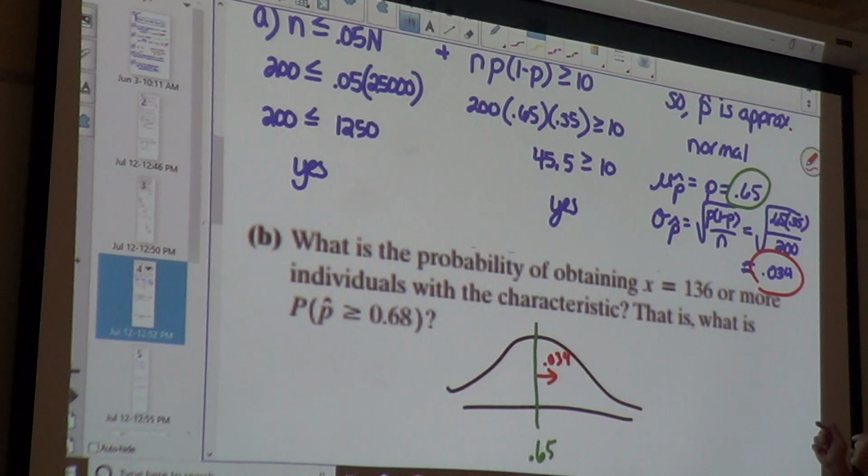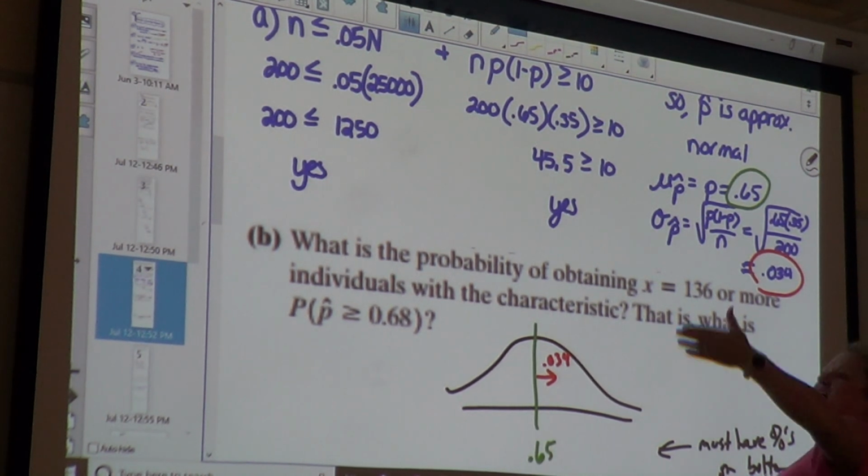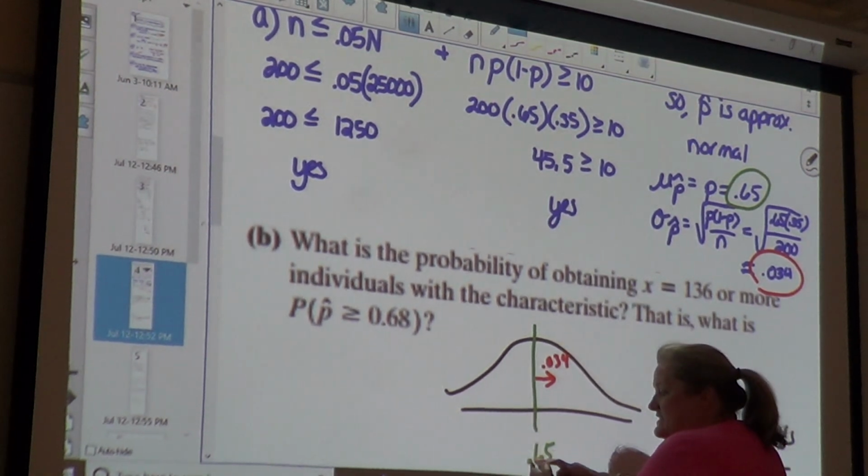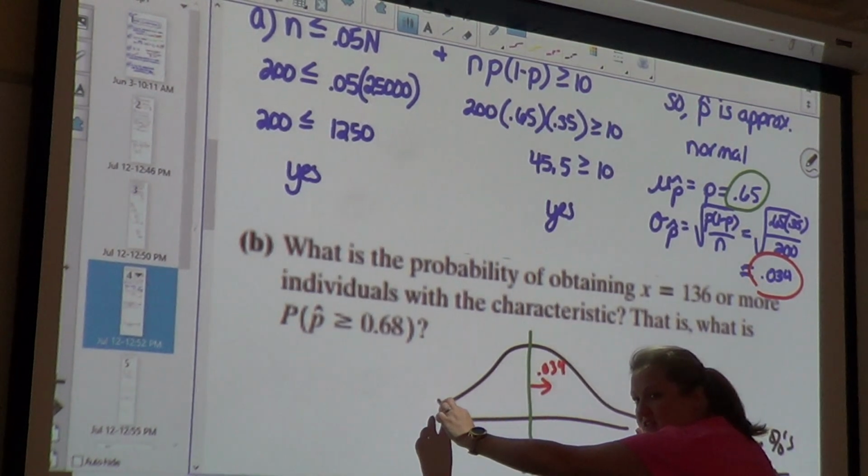What is the probability of obtaining x equals 136 or more individuals with the characteristic? That is, what is p-hat greater than or equal to 0.68? Now, when you're doing this type of problem, you must have percentages on the bottom. Like when we were doing relative frequency, I told you, either you had data here or you had percentages here. For these, because this is a percentage, all of these need to be percentages.